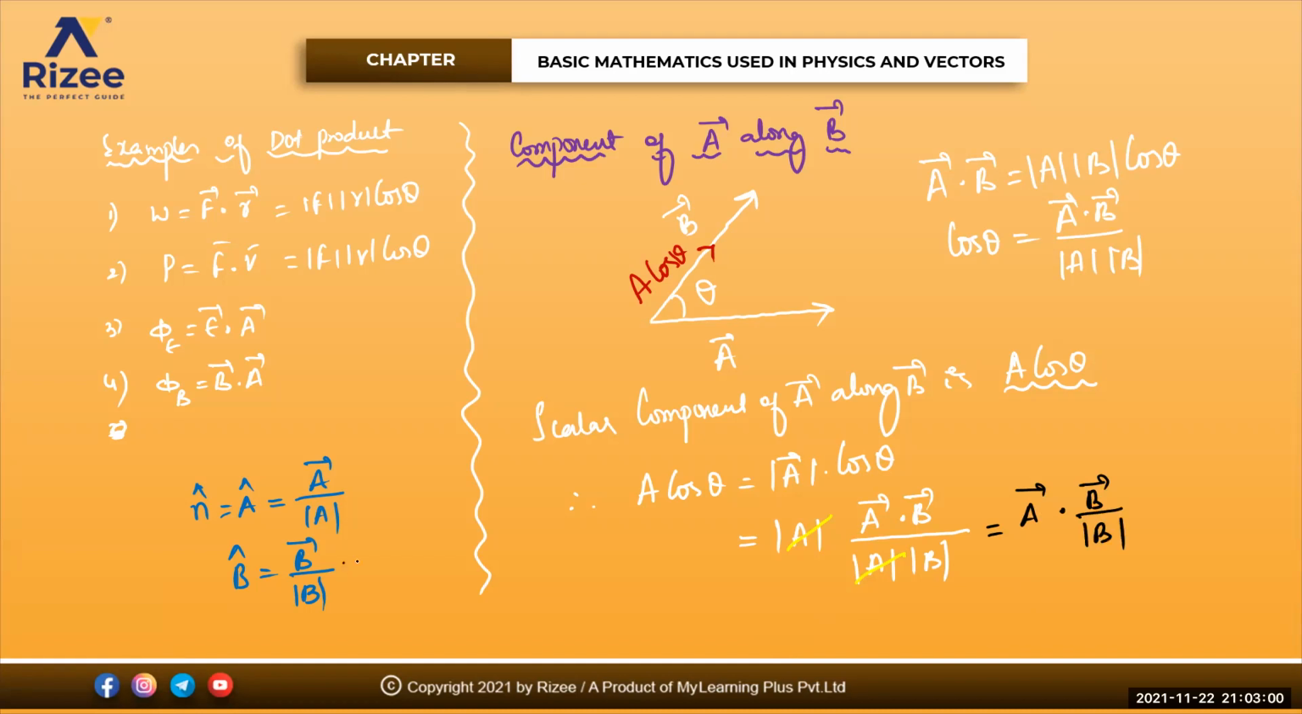Isn't it? Now B bar divided by mod B is nothing but what? B cap, na? So I can write this one as what? A bar dot B cap, isn't it? So A cos theta will be equal to your A bar dot B cap. Have you got it, everyone? What is the scalar component of A bar along B bar? It is A cos theta. And what is the value of A cos theta? A cos theta value will be equal to A bar dot B cap. Any doubt to anyone? Very good, very good. Is that clear?